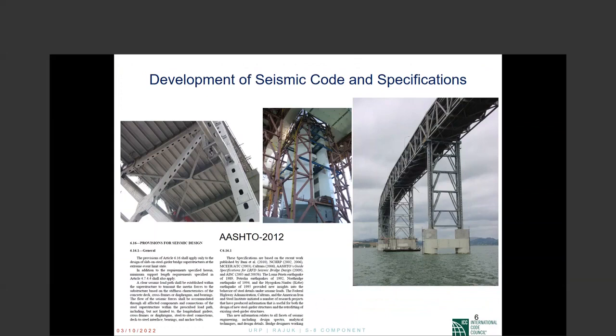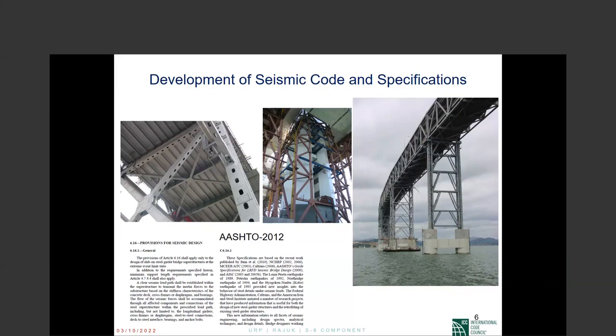and the work has been used in the field. The photo on the right shows the towers of the Richmond-San Rafael Bridge, where we have the shear links between the eccentric braces. The photo in the middle shows part of the tower of the Bay Bridge, and in between is the shear link, the one I showed you before. The photo on the left shows the perforated plates that we have used on the San Francisco-Oakland Bay Bridge.